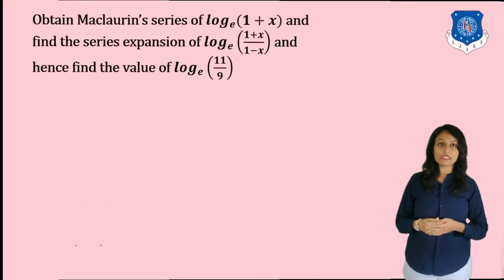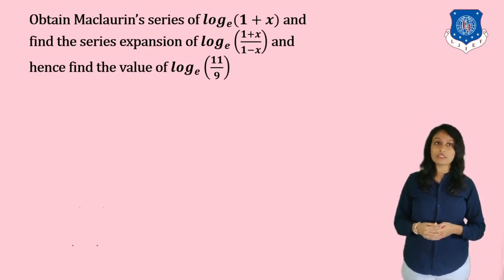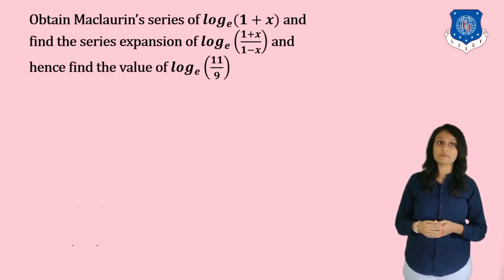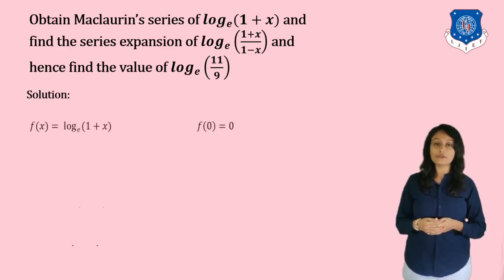The first example we'll study is to obtain the Maclaurin series of log(1 + x) base e. Whenever we have base e, it is known as the natural logarithm. We have to find the series expansion of log((1 + x)/(1 - x)), and we have to find the value of log(11/9).